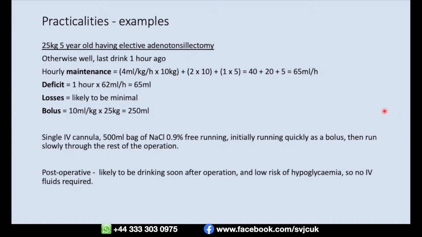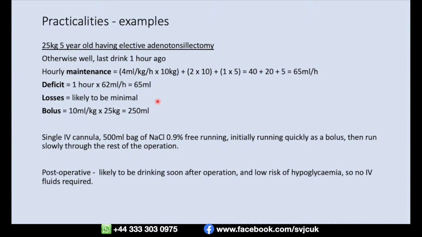Another example, a 25 kilo, 5-year-old having elective adenotonsillectomy. Again, a well child, and perhaps they had some water just an hour ago. We'll start with calculating their hourly maintenance rate, again with the 4-to-1 rule, which gets us to about 65 mils an hour. Fluid deficit is really going to be minimal because they had a drink an hour ago.